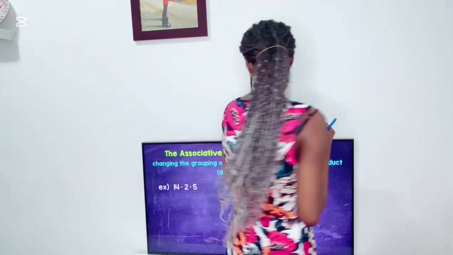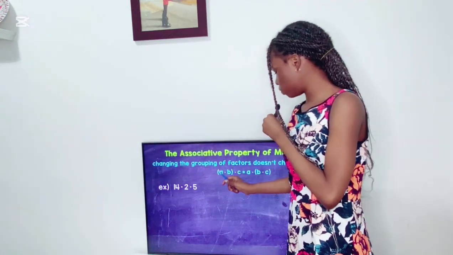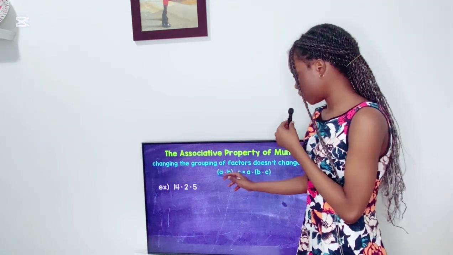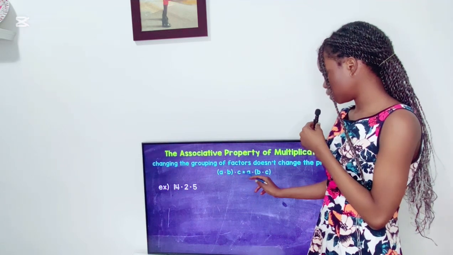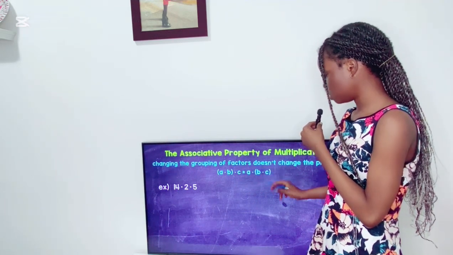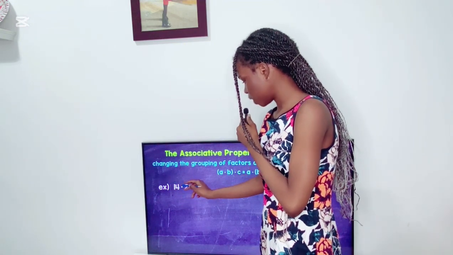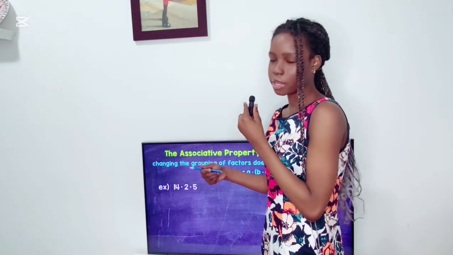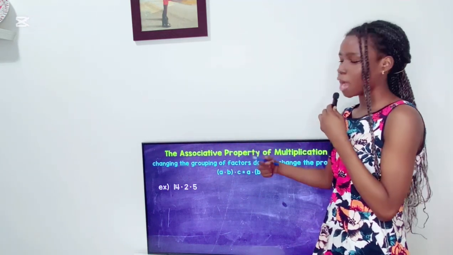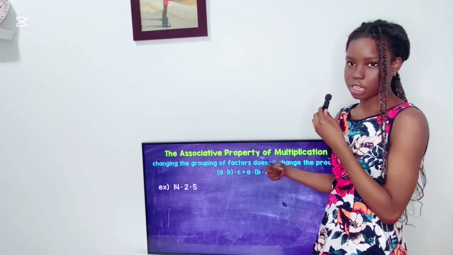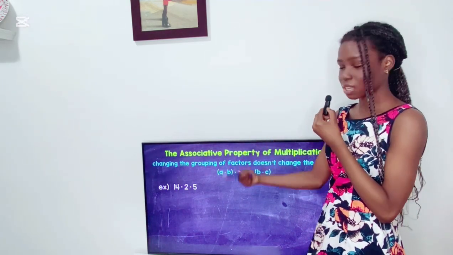And for multiplication as well, we have one on multiplication, and changing of the grouping of factors doesn't change the product. Okay, so A times B times C is equal to A times B times C. You guys get the point already? So this time we have 14 times 2 times 5. Again, you guys know how to do it. Basically, we're trying to see if it's actually true that changing of grouping doesn't change the answer.